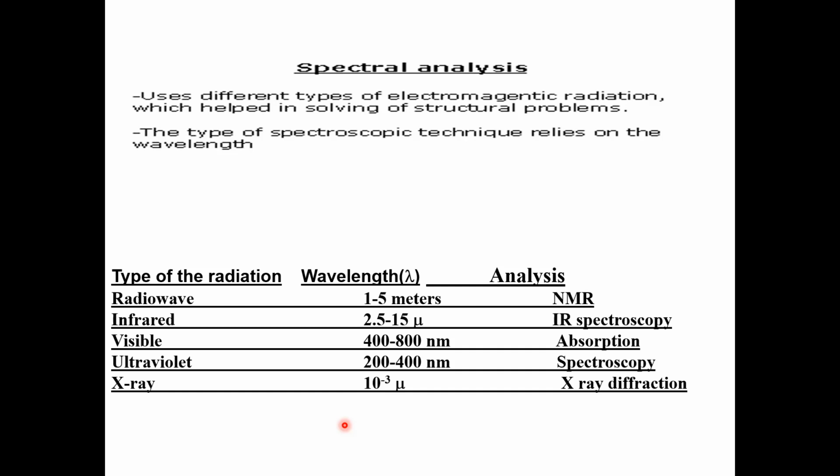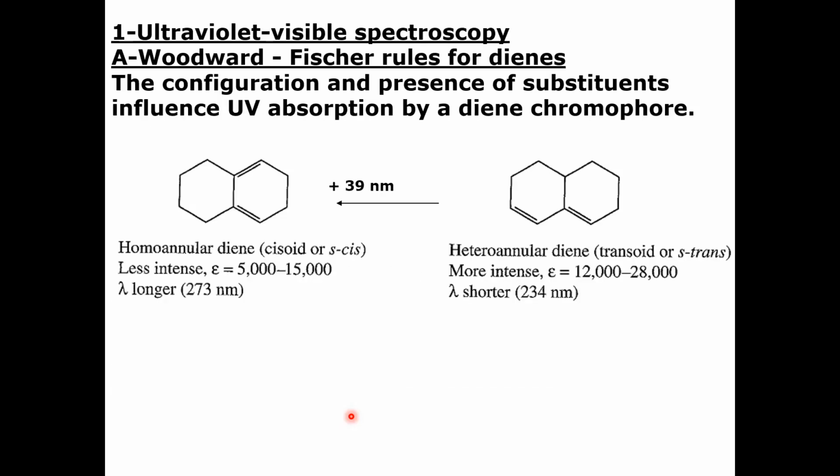Useful types of analysis using this type of electromagnetic radiation include infrared, UV, and NMR. X-ray diffraction is beyond the scope of this course. With regard to IR spectroscopy, we will be satisfied with the previous classes you studied in analytical and organic chemistry.